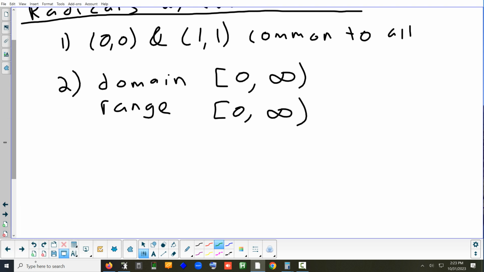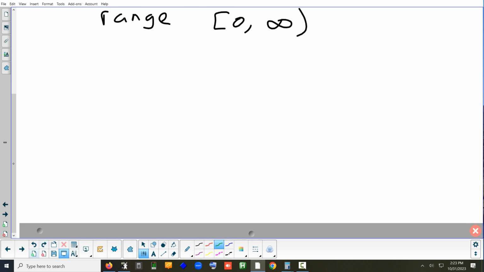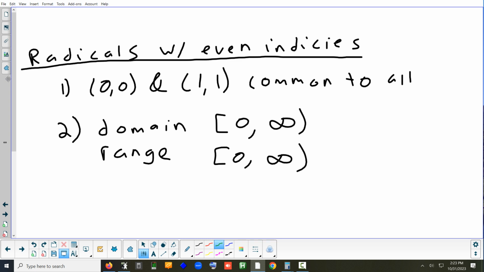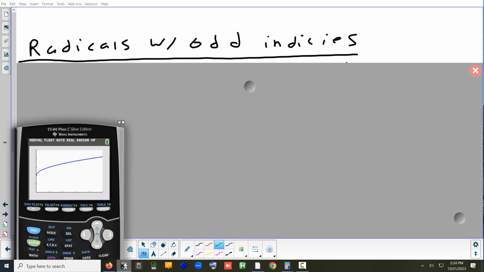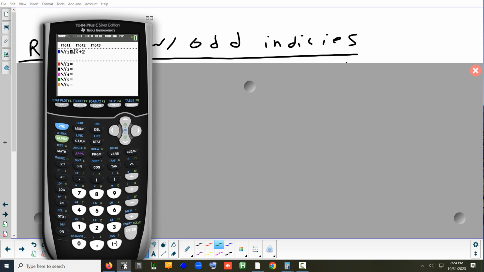Okay. Any questions on those two properties? Okay, so those are for even roots. Let's graph an odd root. So let's put in the cube root of x. So math, option 4. And I'm going to do a zoom 6.